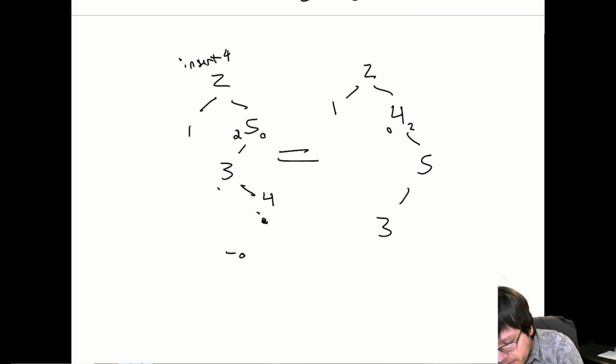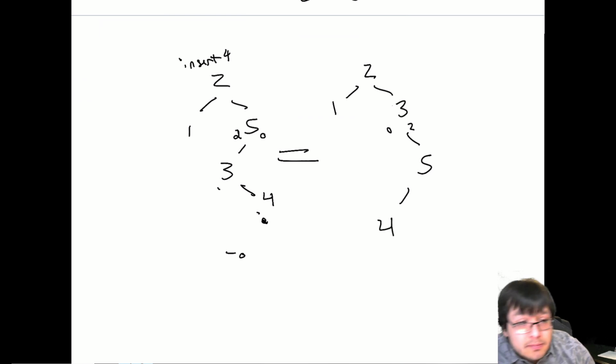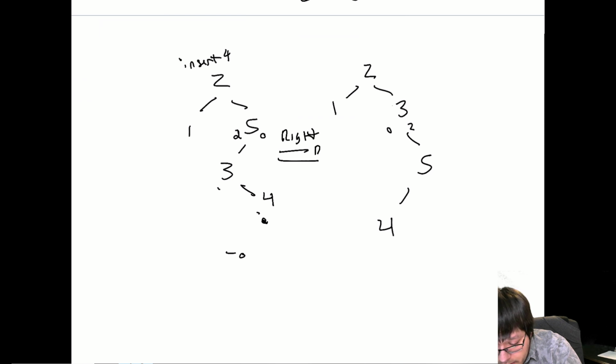Oh, snap. Wait. No. Not those numbers like that. There we go. Much better now. So I think the way that you achieve that is by doing a right rotation.